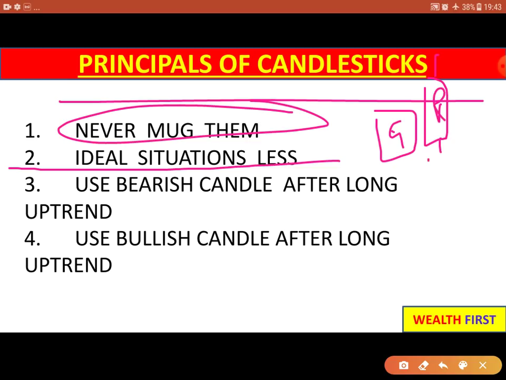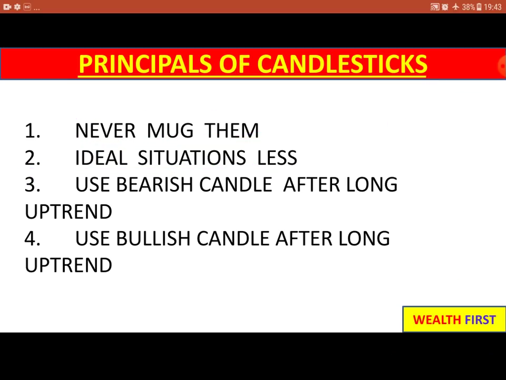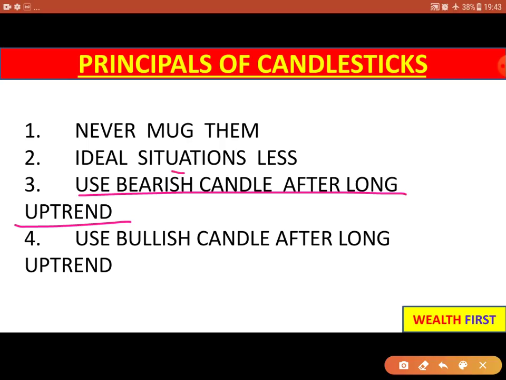You may find that this is a green candle and this one was the red candle, so this also is a bearish engulfing. It may not happen that it is engulfing completely, but it may so happen that it is almost closed. So you must understand the concept, because the ideal situations will be less. Use bearish candles after a long uptrend. This I have told you.